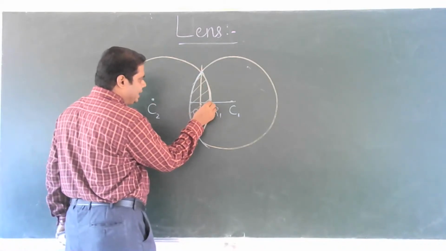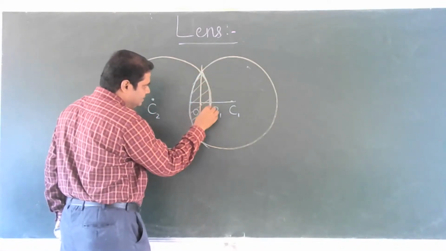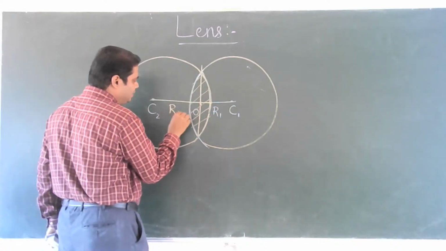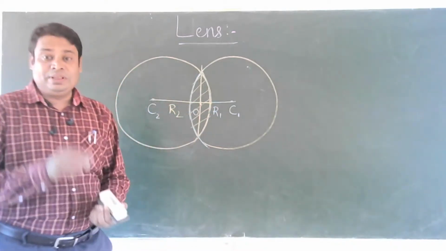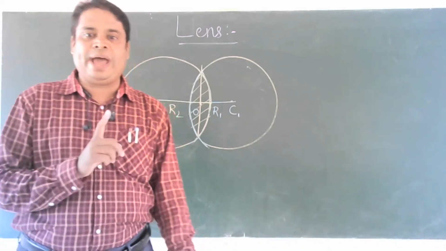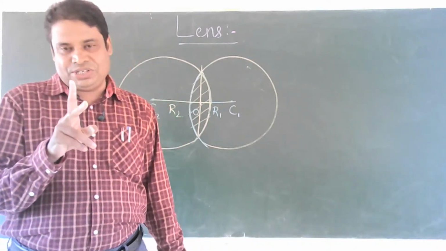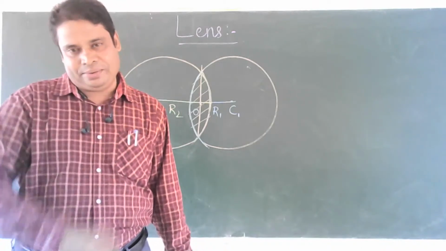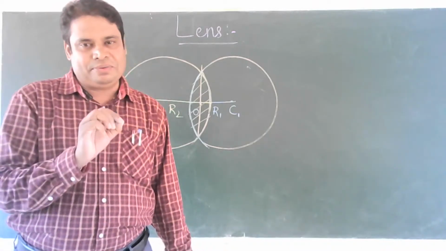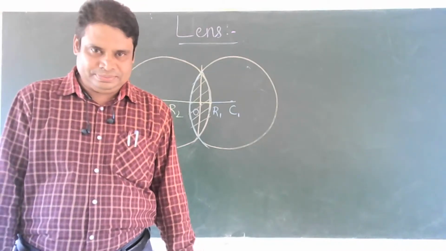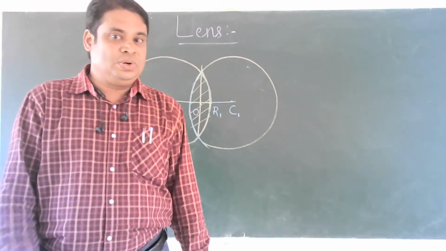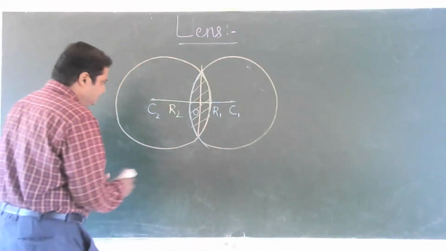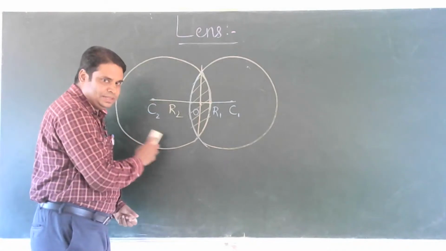Now, a line joining the circumference of the second surface to C2 will give you R2. So, in case of a lens, you have two radii of curvature, R-A-D-I-I, radii. Here, radii R1 and R2. Correct? Of course, two focal lengths also. Okay, next.